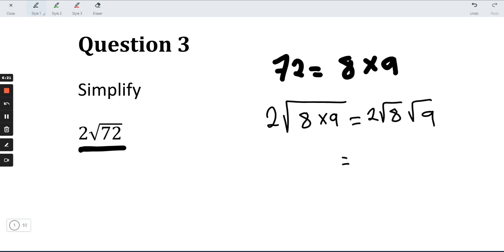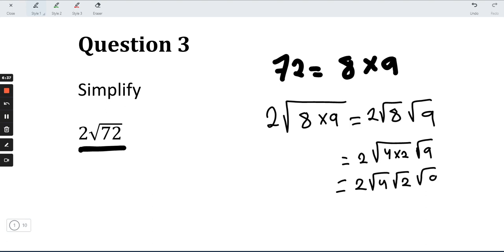Now we have 2 square root of 8, and 8 is 4 times 2, times square root of 9, which is equal to square root of 4 times square root of 2 times square root of 9. Now the square root of 4 is 2, and the square root of 9 is 3. So 2 times 2 is 4, times 3 is 12, so we'll get 12 square root 2.